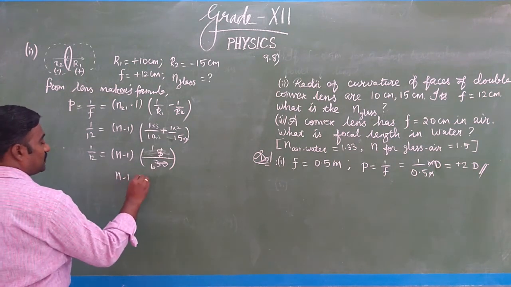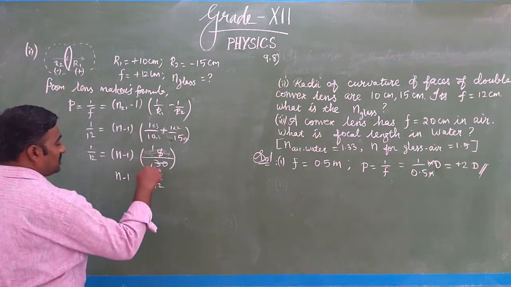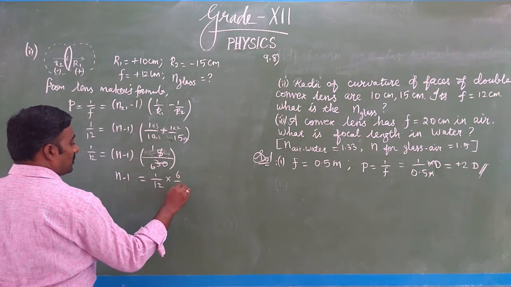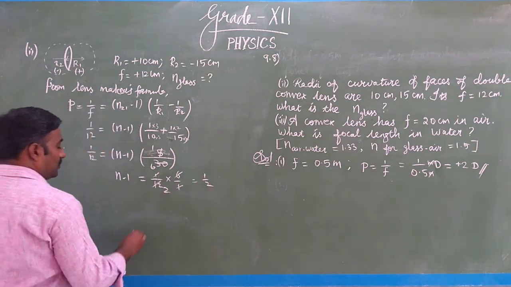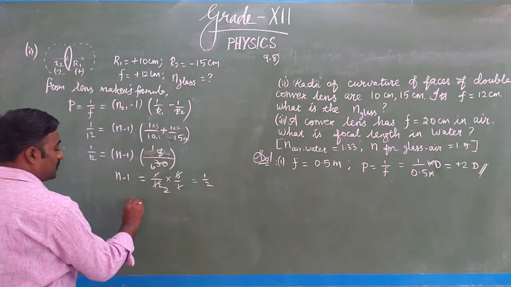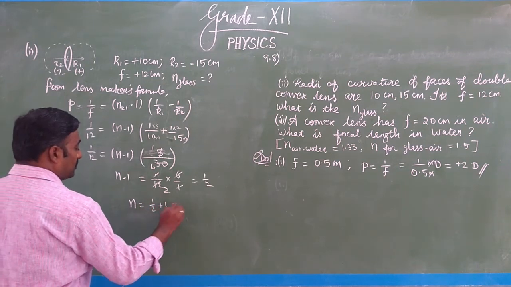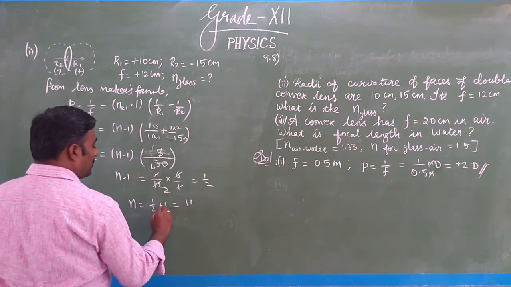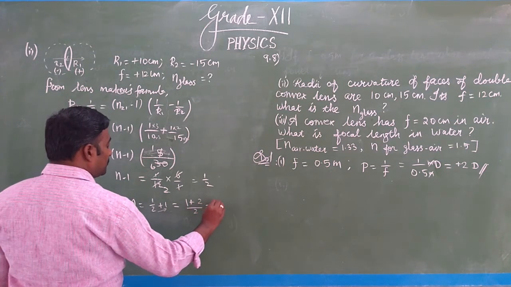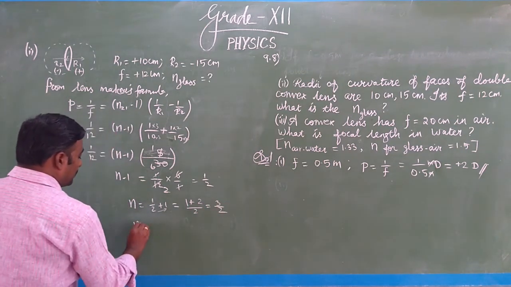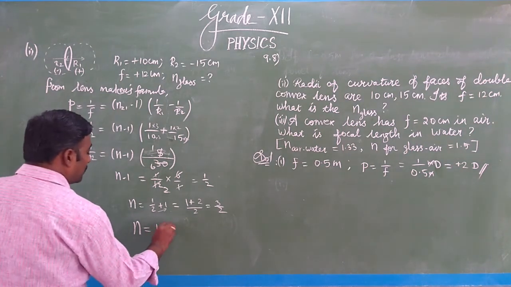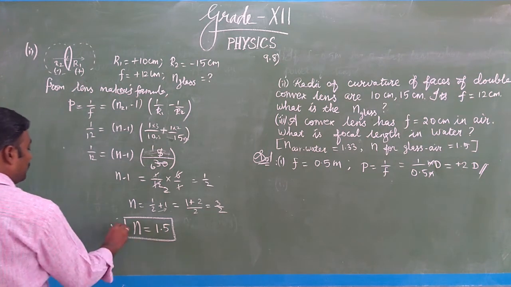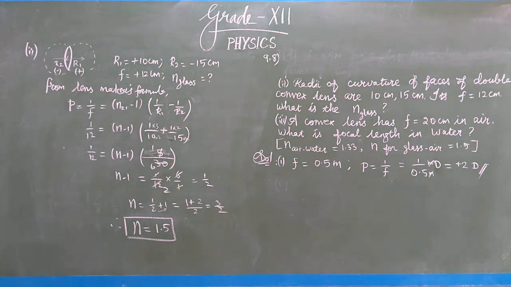Therefore, n minus 1 is equal to, already 1 by 12 is there, and this 1 by 6 becomes 6 by 1. So 1 into 6 over 12 is 1 by 2. Therefore, n minus 1 is equal to 1 by 2. n is equal to 1 by 2 plus 1. Using cross multiplication, it is (1 plus 2) by 2, which is equal to 3 by 2. Therefore, the refractive index of the glass lens is 3 by 2. What is the value? It is 1.5. So hence we have found the refractive index of the glass. Its value is 1.5. It has no unit.